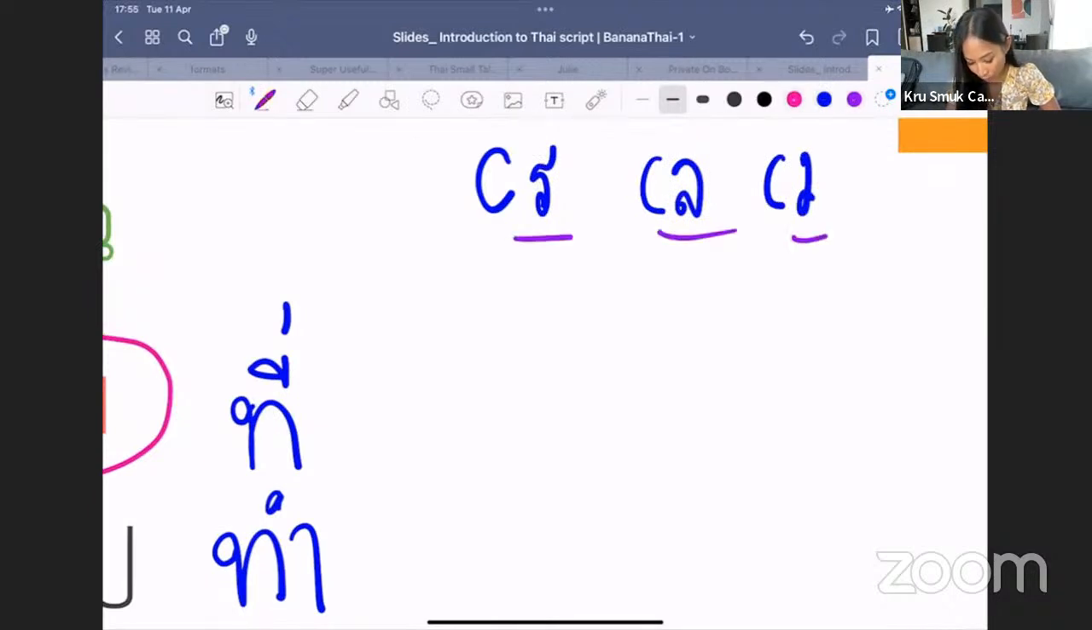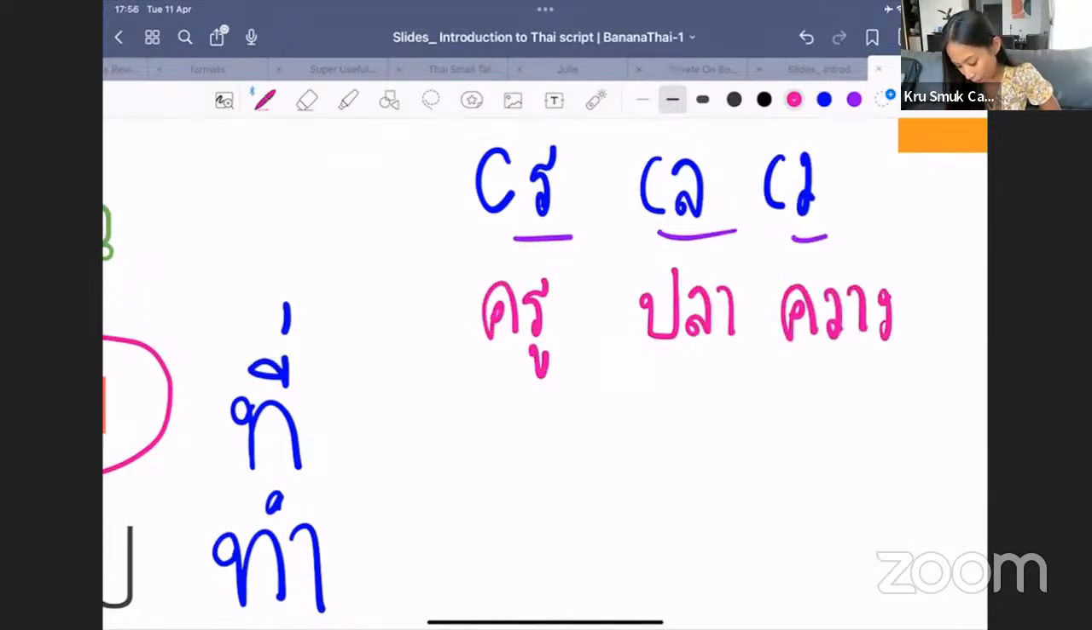For example, the word ครู, this is a cluster. The word ปลา, the word, let's say, ความ. See? So this is the cluster, right?